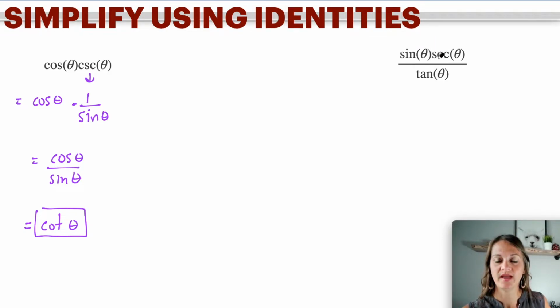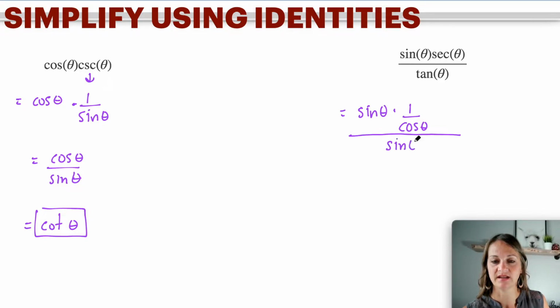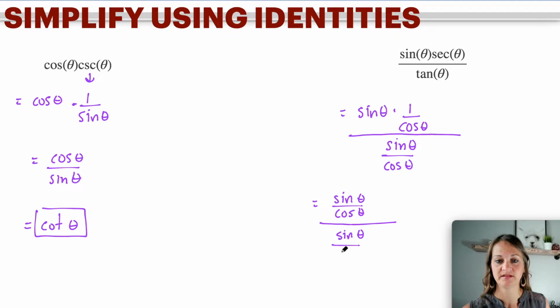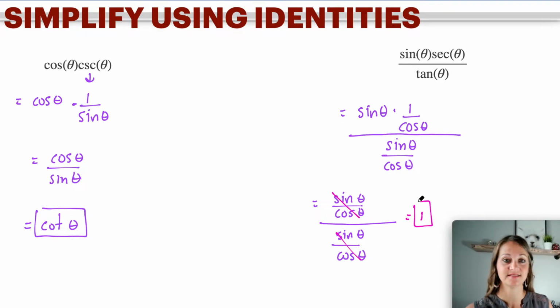In this one, I'm going to rewrite everything in sines and cosines. So I will have sine theta, and then secant is 1 over cosine theta. In the denominator, I have sine theta because tangent is a quotient identity. Now I'm going to rewrite the top in 1 fraction. So I have sine divided by cosine all over the exact same thing. And so they divide out of each other, and your answer is the number 1. You actually have canceled all the identities and trig functions.